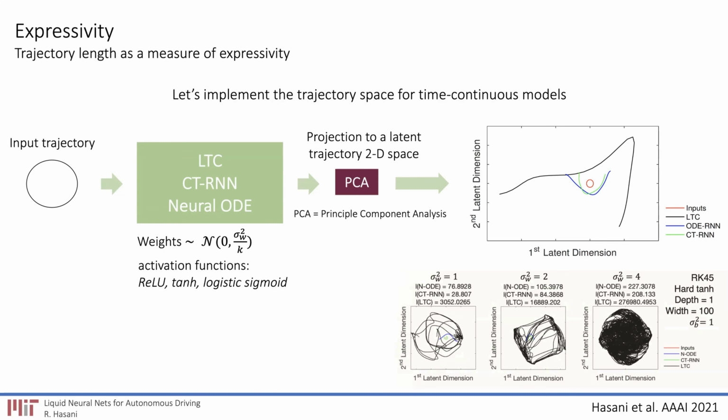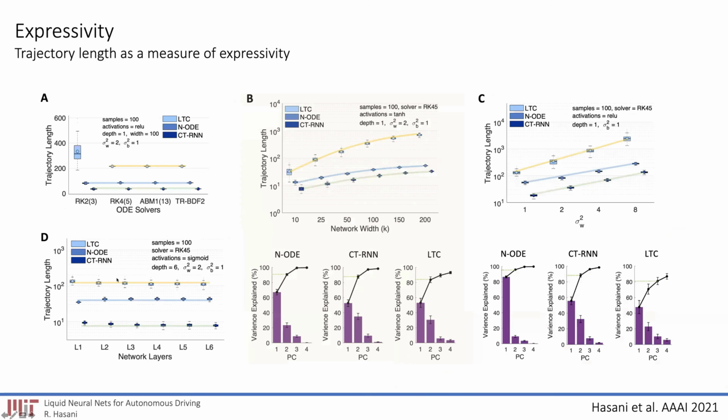So in terms of trajectory lengths, these systems, given the same amount of parameters, must be more expressive than the other neural networks. We tested it empirically using different ODE solvers. The yellow line here always shows the trajectory lengths, or the expressivity, of LTC networks compared to the other models, when you increase the size of a network, when you increase the variance of the initialization of parameters of a network, or when you increase the number of layers of a neural network.